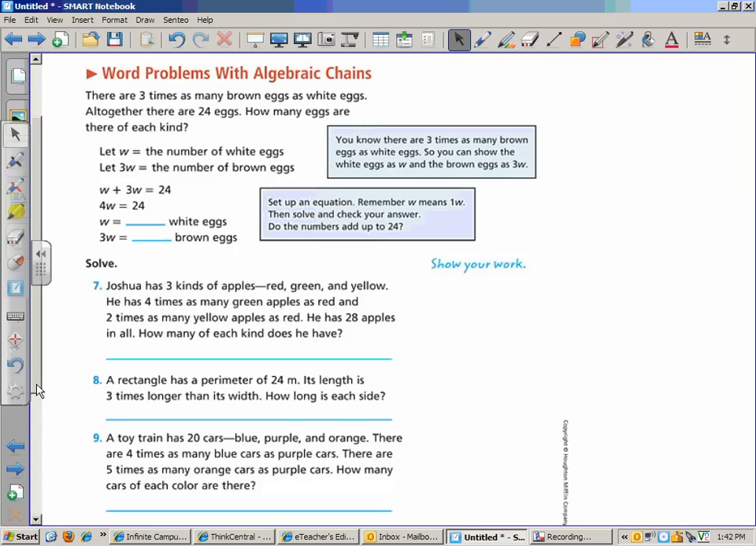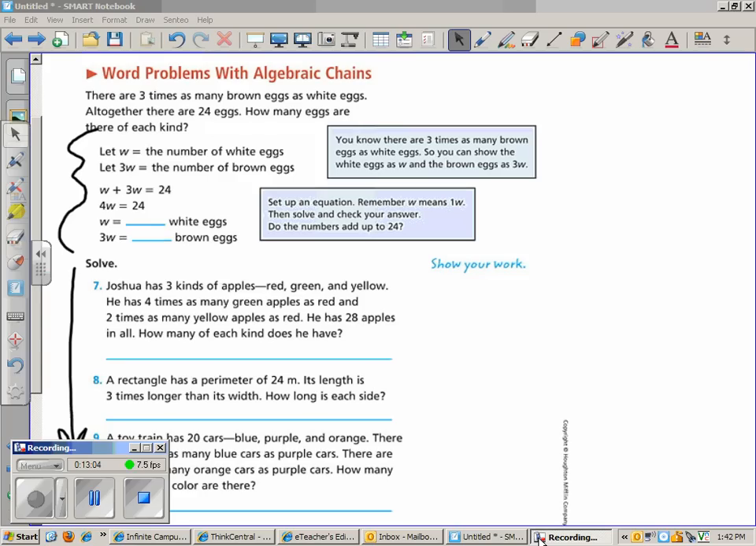So I'm going to talk quickly about this up here, and then know when you get to class tomorrow that we're going to investigate that more before I send you on with any work. So just kind of getting a good idea of where we're at here. So we're going to make word problems tomorrow with algebraic chains, just like we did before. Kind of taking in the word problems that we started out with this lesson, those algebraic chains, and building up from that. So there are 3 times as many brown eggs as white eggs.